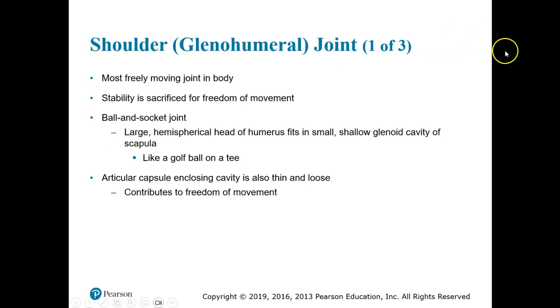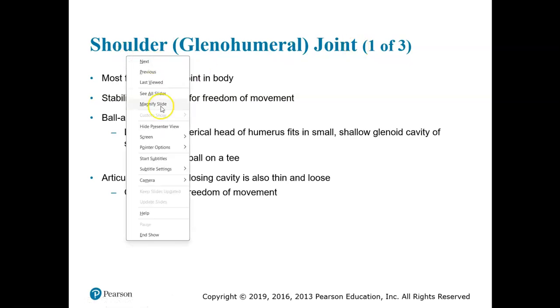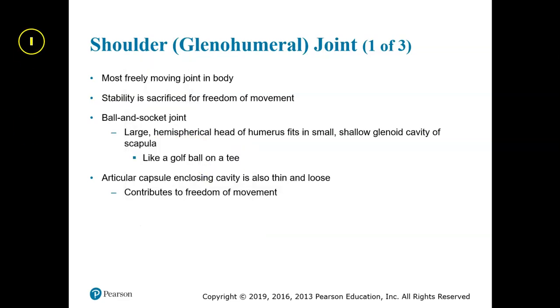Now, we're going to talk about the shoulder joint in more detail. The shoulder joint is also called the glenohumeral joint. And the reason is because it is where the humerus bone of the arm meets with the glenoid cavity of the scapula. So glenohumeral joint, that's where the humerus of the arm meets with the scapula at the glenoid cavity.